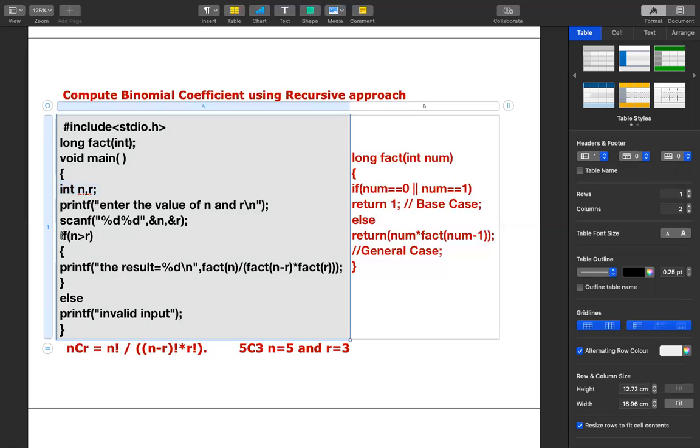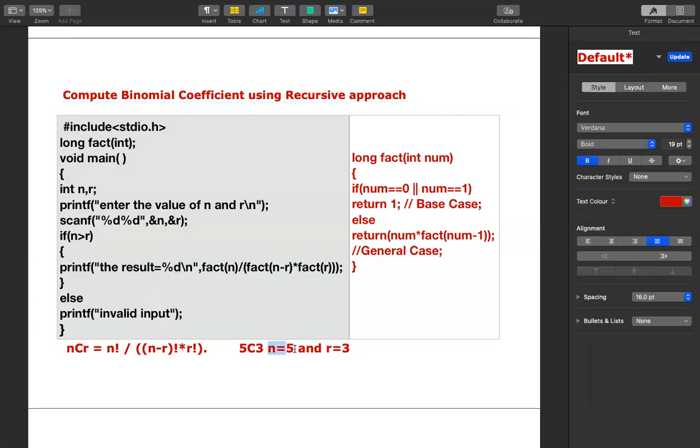So if n is greater than r, we call the printf statement, which prints the result nCr as an integer with %d, so it's a single value. And you can see that the formula is written here. First we have to find the numerator. The numerator is given by factorial of n. So we are calling a function. The name of the function is fact, and the parameter we are passing is n. In our case, n value is 5.